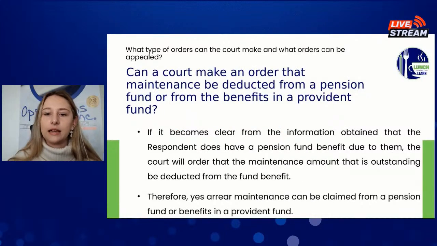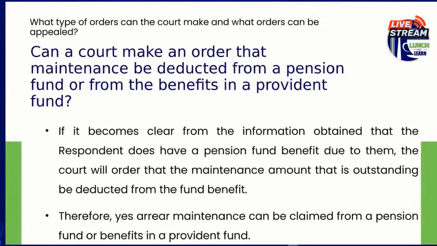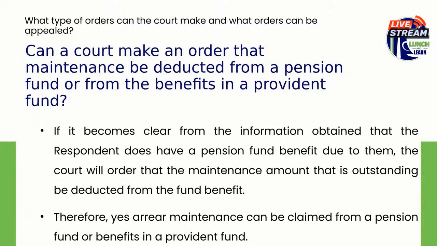So if it becomes clear from the information obtained that the respondent does have a pension fund or a benefit due to them, the court will then order that the maintenance amount that is outstanding be deducted from that fund benefit. So in essence, it just means that arrear maintenance can be claimed from a pension fund or benefits in a provident fund. This is your attachment of debt remedy, as I've already said, that can only be used after the other 2 civil remedies have been exhausted and have proved to be unsuccessful.